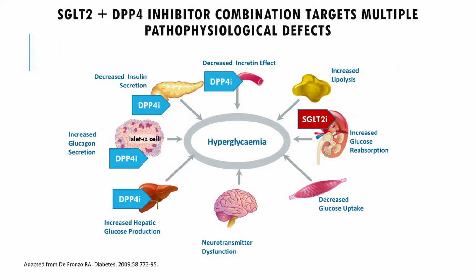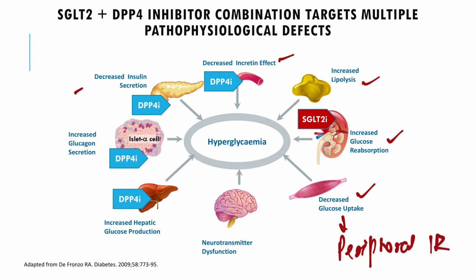So you have first of all, of course, reduced insulin secretion. You have the decreased incretin effect. You have increased lipolysis. You have increased glucose reabsorption. You have decreased glucose uptake in the muscle or in the adipose tissue. This is peripheral, called peripheral insulin resistance. You have neurotransmitter dysfunction. You have increased hepatic glucose production, and this is called central insulin resistance, right? And you have increased glucagon secretion, which is also part of the process. So all these things are the 8 different pathophysiological processes that contribute to diabetes.